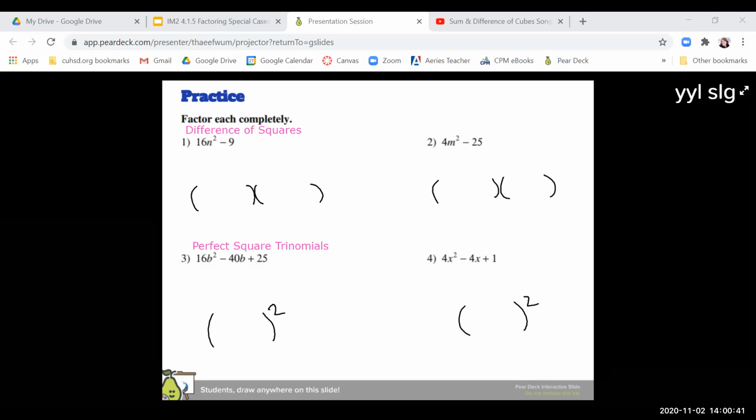Okay, it looks like most people are finished. So let's go ahead and double check our answers. In this first one, we take the square root of our first term. 16n squared is 4n times 4n. We take the square root of our second one. 9 is 3 times 3. And then this is how we fill in our factors, 4n and 3 on both of them. One's plus, one's minus, and we're done.